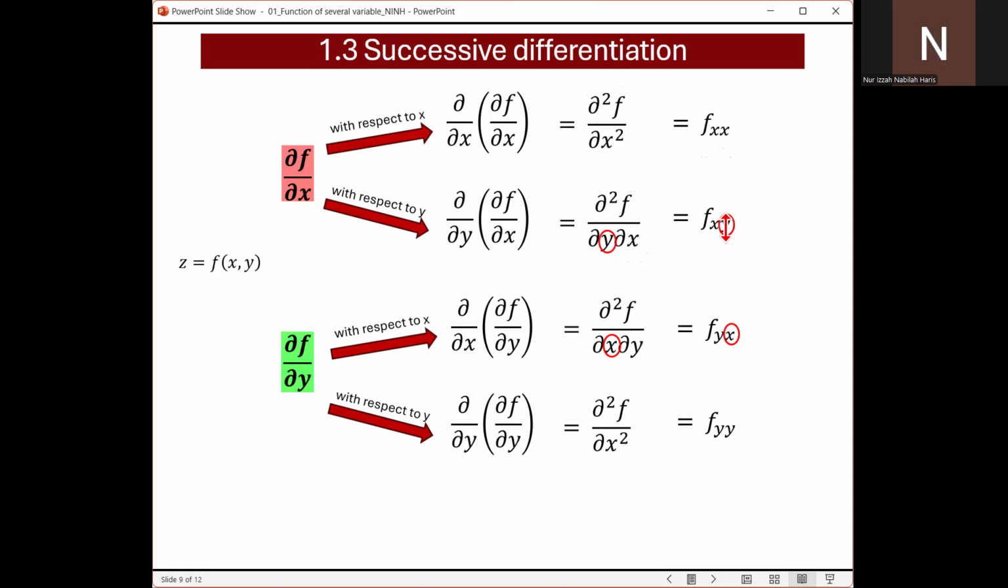So please note that for this notation, the positioning is x here is the first partial derivative, and y here is the second partial derivative. Similarly, for del f over del y, you can also do the second derivative with respect to x and y. So overall, if you have one function of two variables, you can have four different second order partial derivatives.